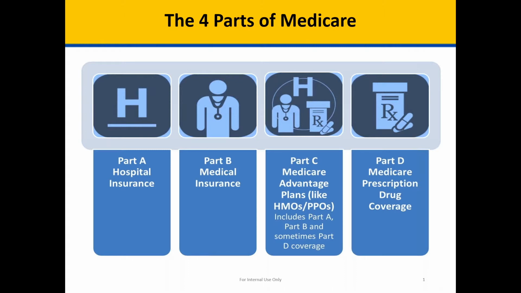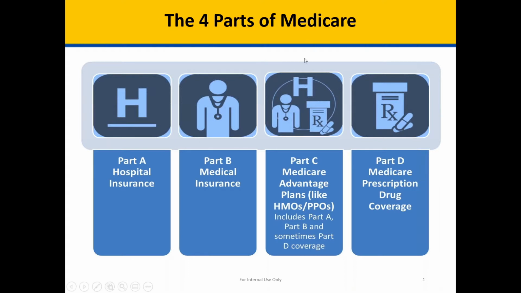So I'm going to go ahead and get started here. We're going to start with the 4 parts of Medicare. Medicare does have 4 parts, A, B, C, and D. I'm just going to focus in the beginning on parts A and B. These are the 2 traditional parts of Medicare. When someone has Medicare as their primary insurance, they have A and B.